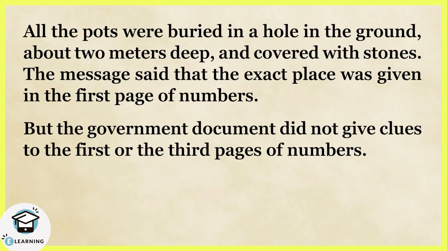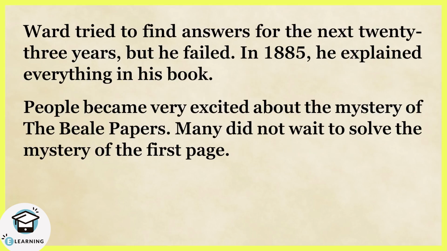But the government document did not give clues to the first or third pages of numbers. Ward tried to find answers for the next 23 years, but he failed. In 1885, he explained everything in his book. People became very excited about the mystery of the Beale papers. Many did not wait to solve the mystery of the first page.